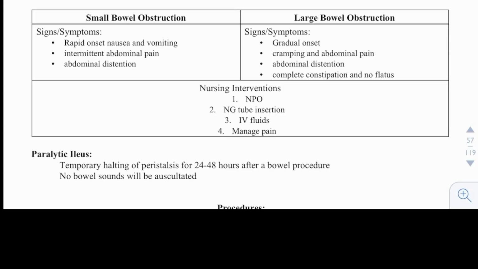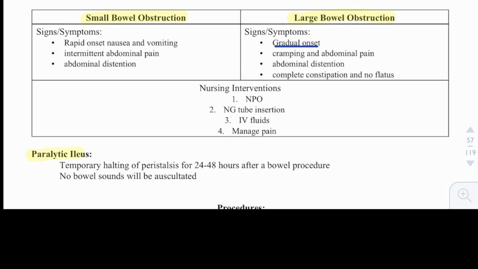So 2 other diagnoses we may see related to the gastrointestinal system are a small bowel obstruction or a large bowel obstruction. So for a small bowel obstruction, we're seeing signs and symptoms of rapid onset nausea and vomiting, intermittent abdominal pain, and abdominal distension. For a large bowel obstruction, this is going to have a gradual onset, cramping and abdominal pain, abdominal distension, and complete constipation and no passing of gas. Nursing interventions for both of these are NPO, NG tube insertion, IV fluids, and managing pain.